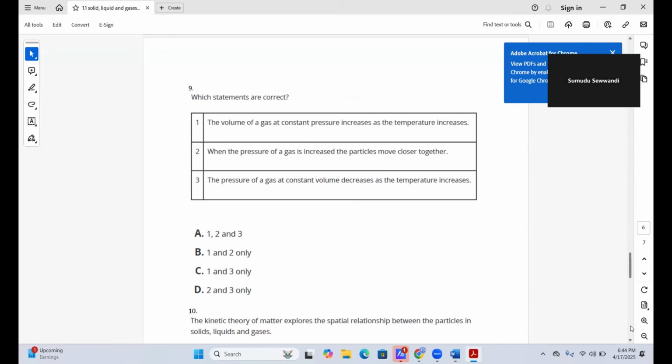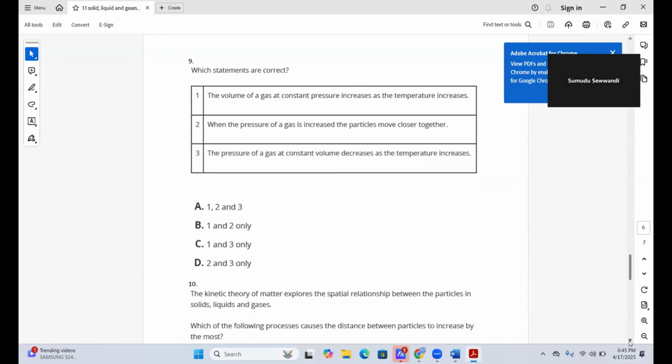Number 2. When the pressure of a gas is increased, the particles move closer together. This is also correct. Increasing pressure forces the gas particles into a smaller volume, thus decreasing the space between them. Number 3. The pressure of a gas at constant volume decreases as the temperature increases. This is incorrect. When the temperature increases at a constant volume, the pressure increases. The particles move faster and hit the container walls more often and with more force. Therefore, the correct statements are 1 and 2. The answer is B, 1 and 2 only.